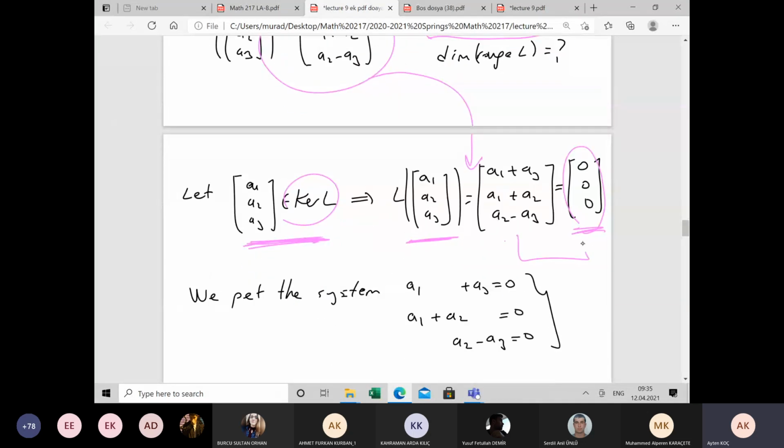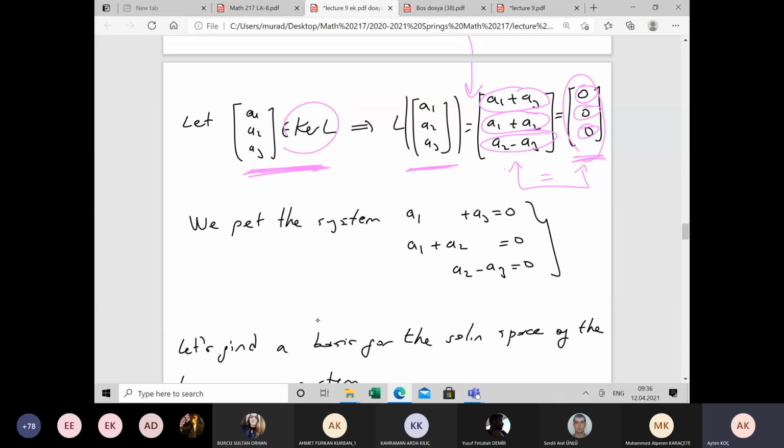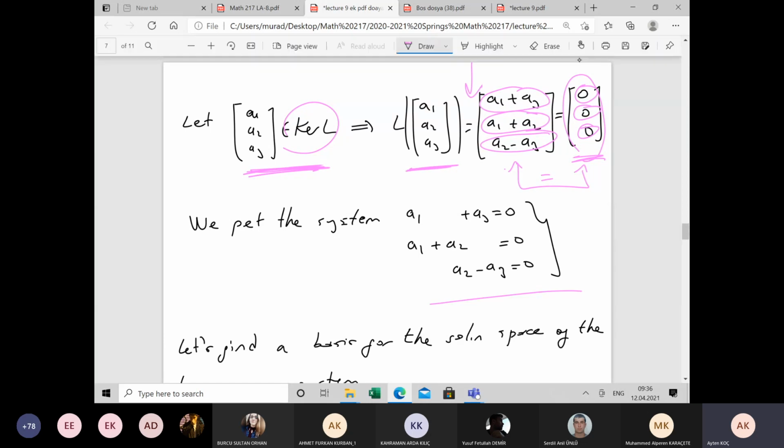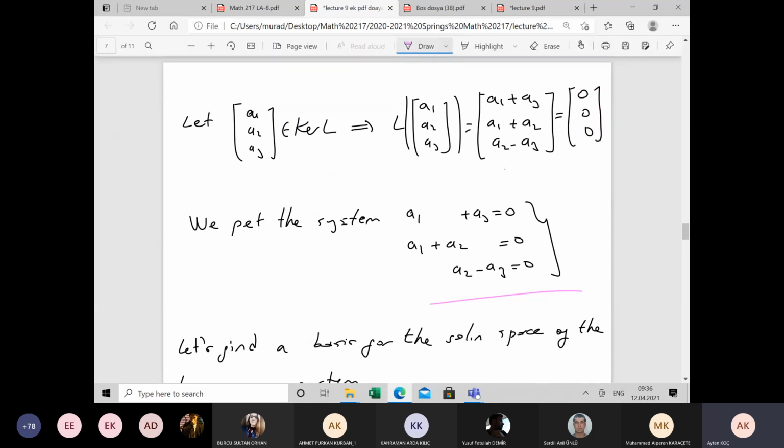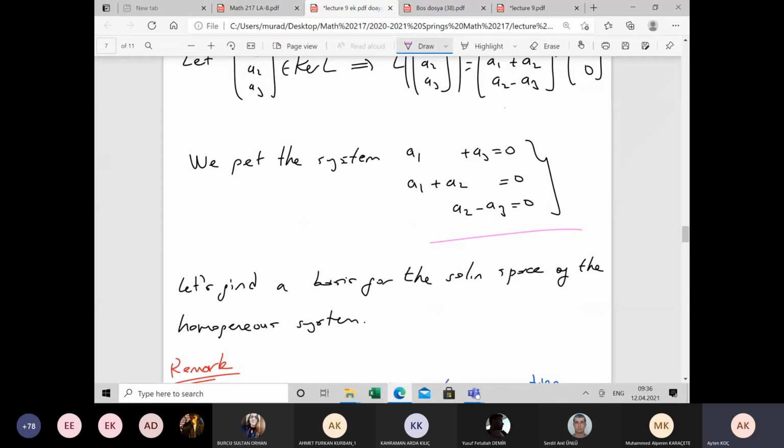So this vector equals this one, which means the first component should be 0, the second one 0, and the last one 0. So we obtain a system, and it gives one linear system. We solve this system, and then let's find the basis for the solution space of the homogeneous system. This one is the homogeneous system. Write the solution.